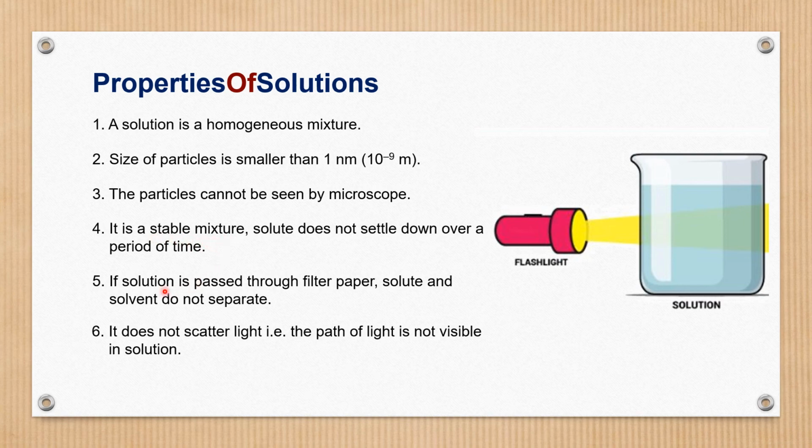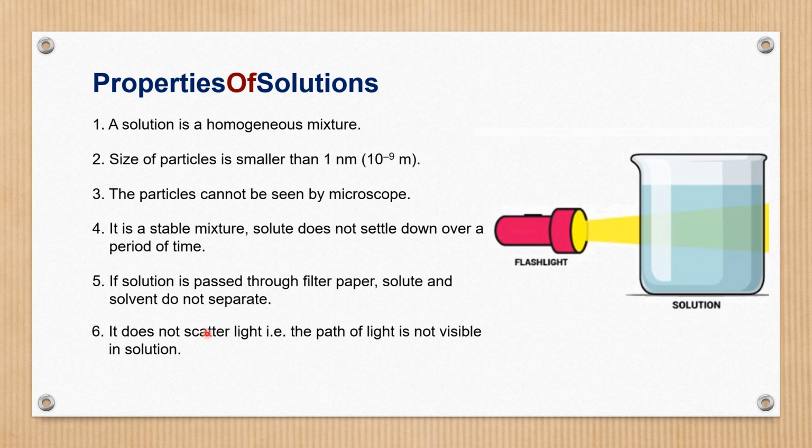Next, fifth point, if a solution is passed through filter paper, solute and solvent do not separate because the particle size is very small. The solution contains two parts, solute and solvent. When we filter a sugar solution or salt solution using filter paper, we cannot get any solute or residue on the filter paper, because the particle size is that small and the solution is a stable mixture.